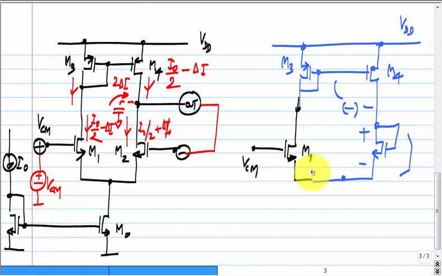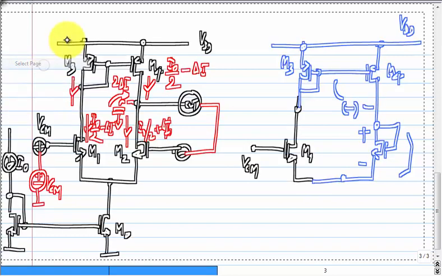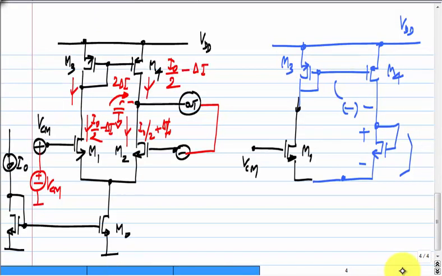This is fine. I am just showing you how everything gets biased, that is all there is. If you take any transistor, there will be the appropriate kind of feedback around it.